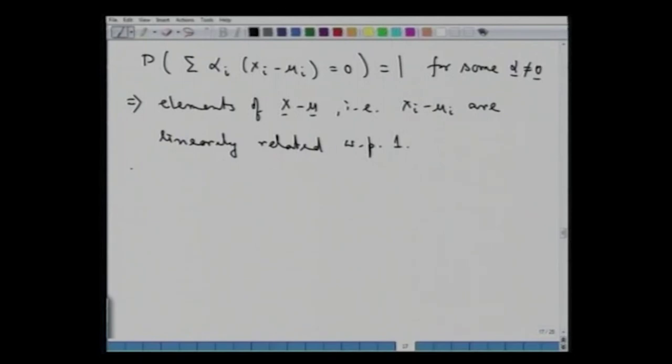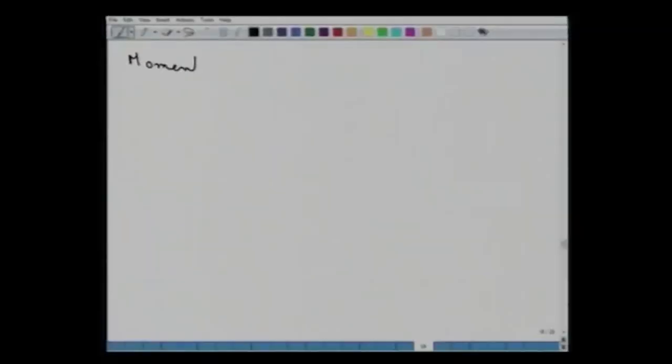Before we move on to random sampling from a multivariate distribution, we look at two concepts, the first being the moment generating function, from where we can get the joint moments of the components of that multidimensional random vector. So, let us look at that. The concept of the moment generating function of the random vector x is basically trying to generalize what we actually have for univariate random variables.